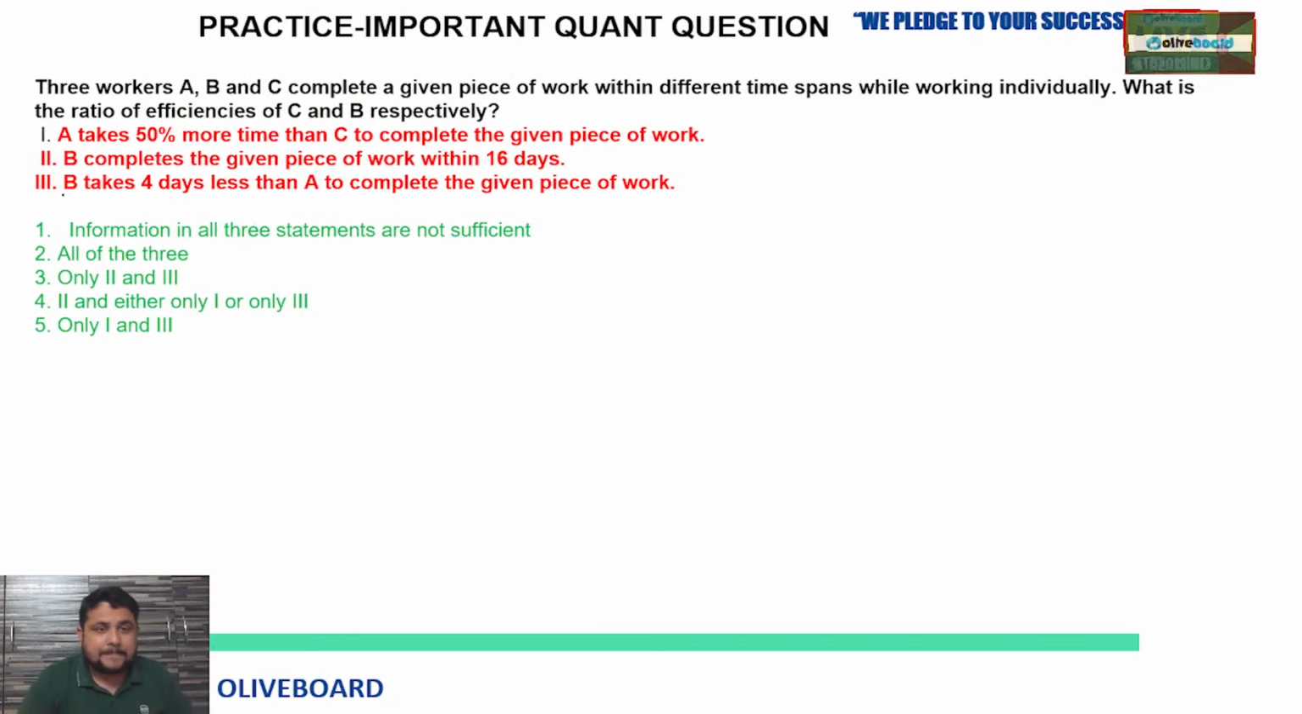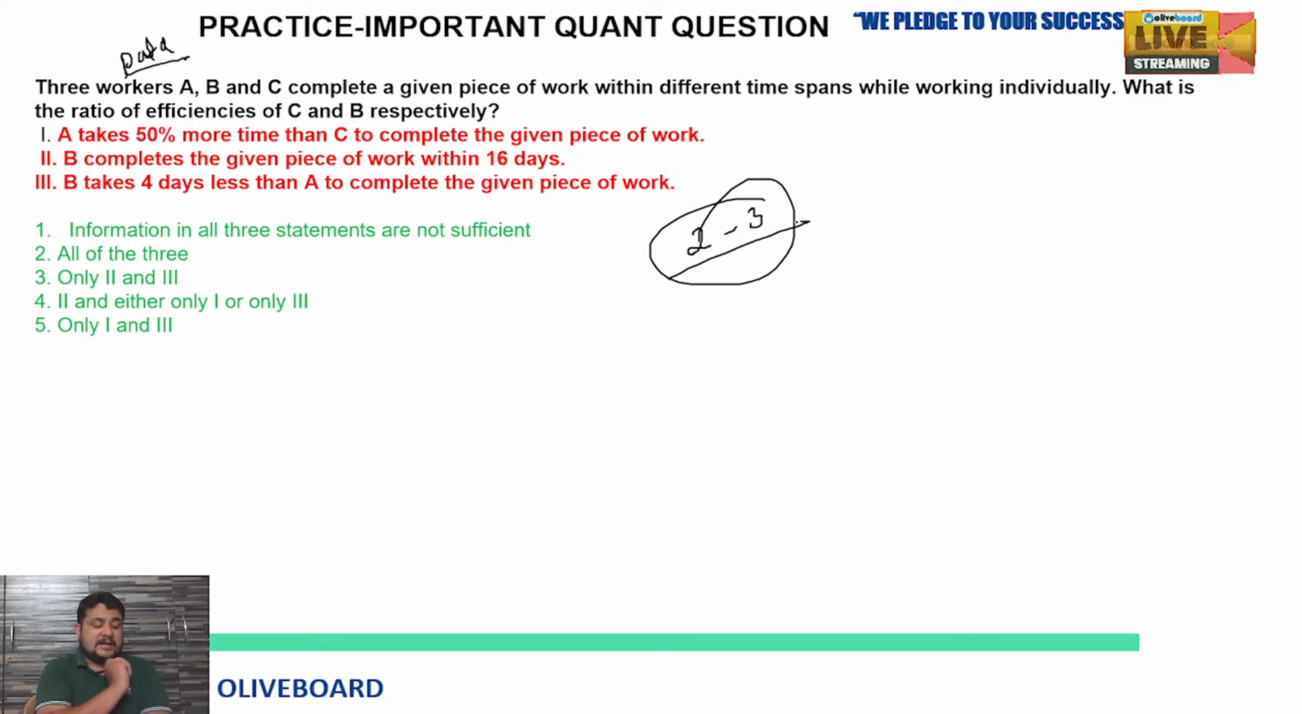Very good, Vaishali. Now let's solve this one. This is also based on what? Data sufficiency. This is one of the most important topics of your quant. You will see at least 2 to 3 questions from this section in the exam. So just solve it fast. Three workers A, B, C complete a given piece of work within different time spans while working individually. What is the ratio of efficiencies of C and B respectively?